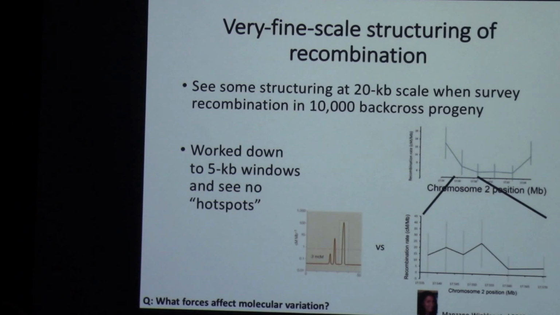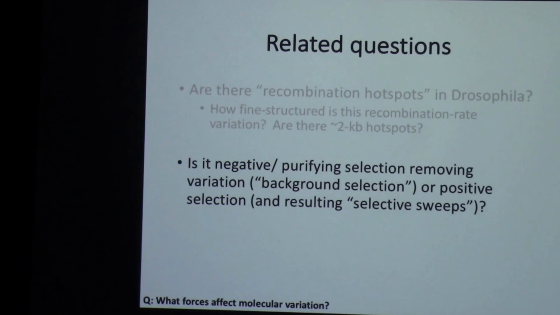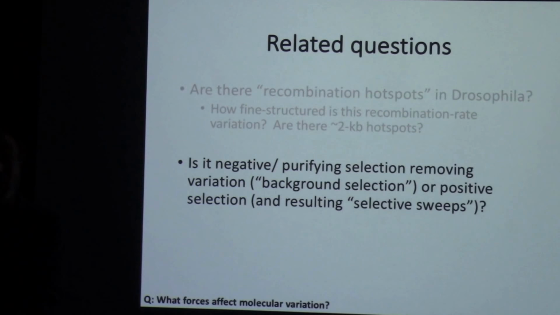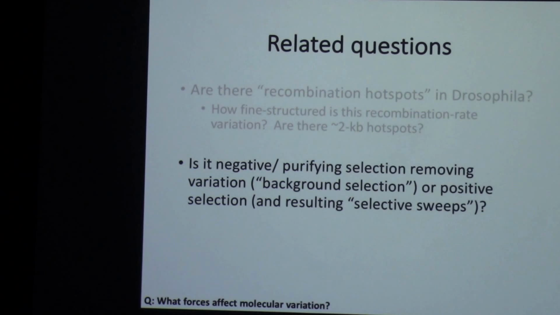But this is the big question, of course. This is something that people have been working on for decades. How much of it is negative or purifying selection removing variation, the so-called background selection? And how much of it is positive selection? That's something that's still in progress, but I'll show you some data that we have that's incomplete, but that we've been working on. First, looking at background selection.